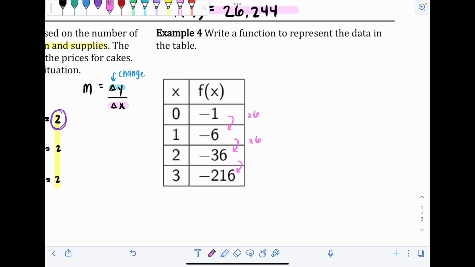And then right here, I'm going from -36 to -216, which if you're not sure what that would be, you can grab a calculator and do -216 divided by -36, and that would give you a +6 also. So every single time we're multiplying by a +6. So when you're multiplying by a consistent number, that would be an exponential function. So it'd be f of x equals a times b to the x, and a was the starting amount, and then b is the growth factor.